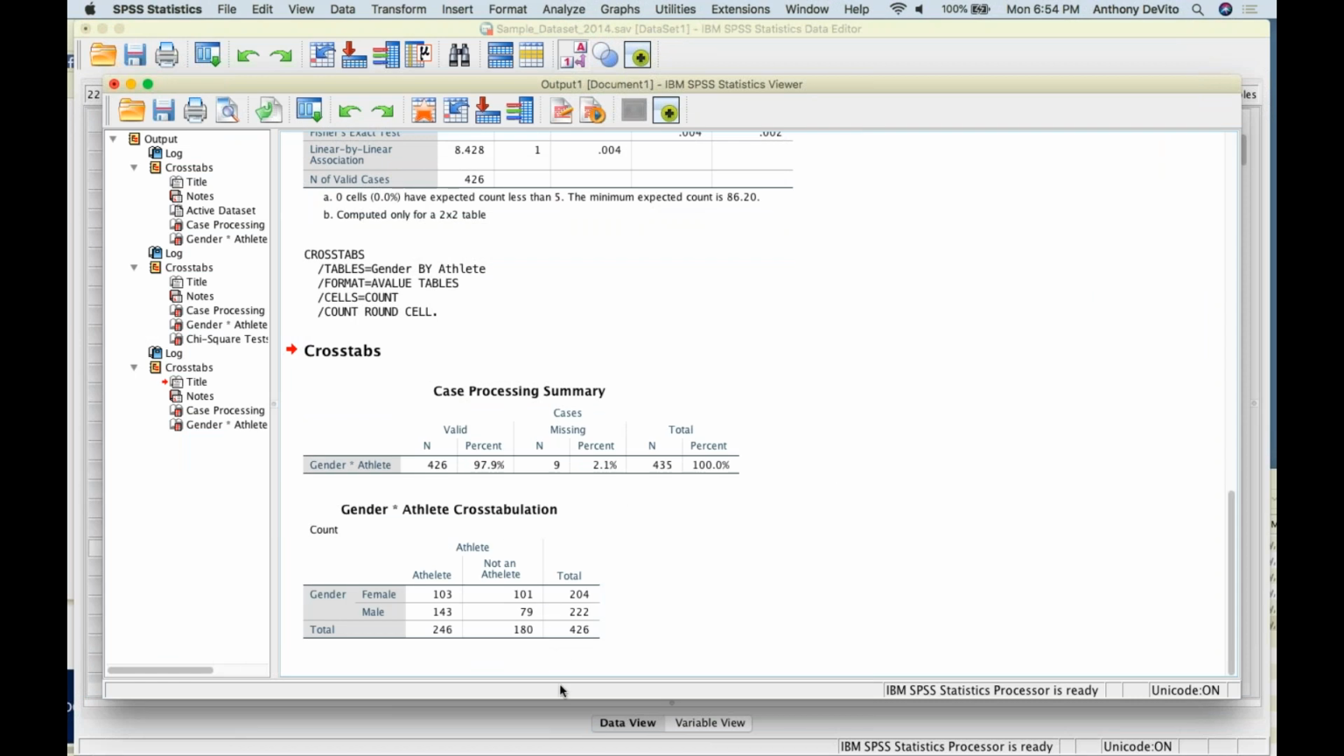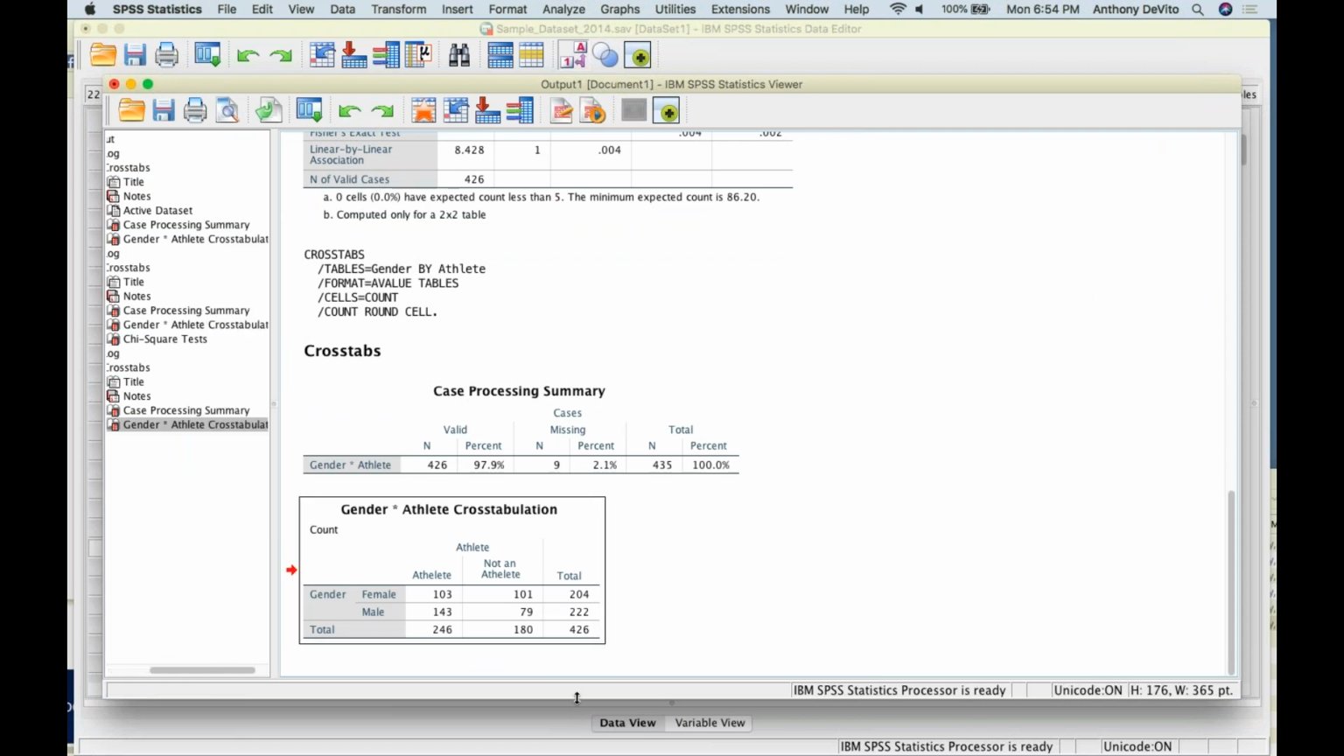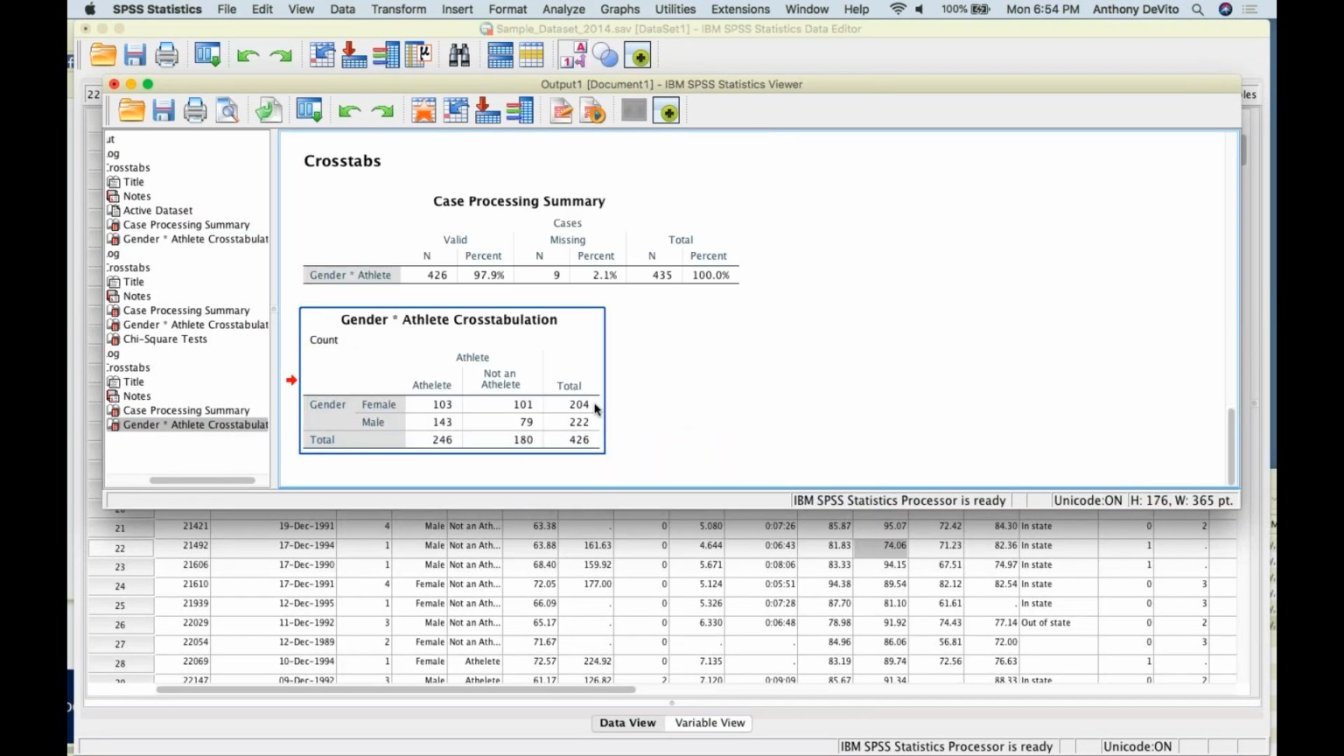Okay, here are my observed values down here. I'm going to shorten this so you can get it further up on the page. There are 496 subjects, people in this study that were selected randomly. About 98% of them answered the questions and didn't have missing data. And this is what we found. We found that 426 of these people, there were 204 females, and there were 222 males. Of the females, 103 of them were athletes. Of the males, 143 out of 222 are athletes.